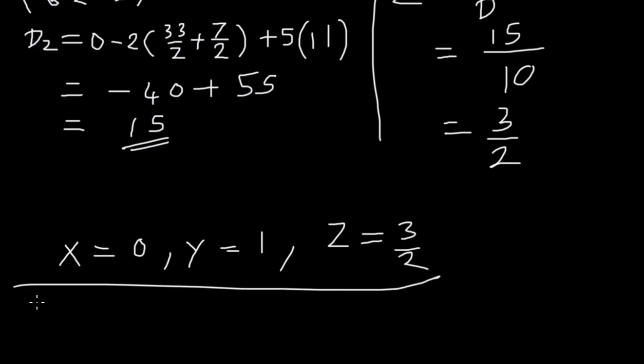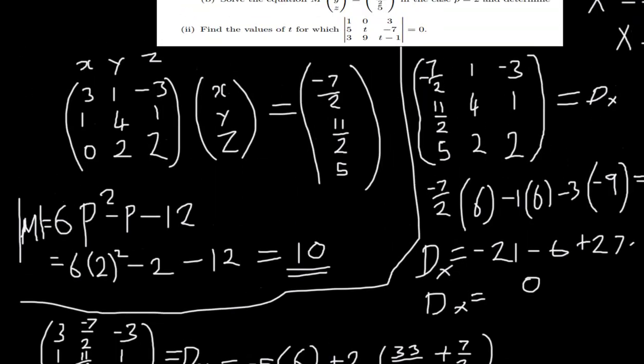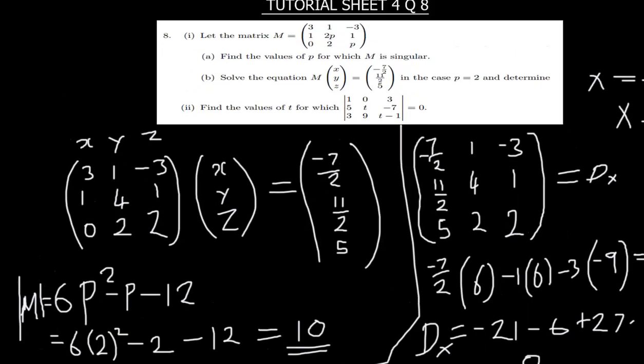So these are going to be your answers. Let's proceed. Let's finish up the question. The last question is saying, find the value of t for which the determinant of that is equal to 0. Let's see what we can do.